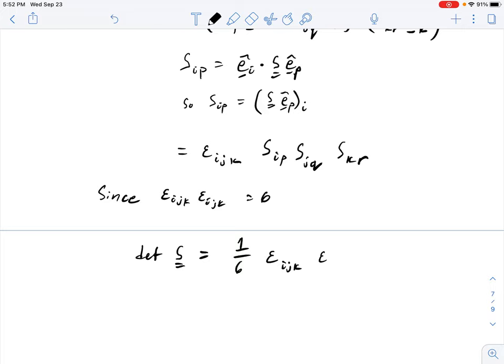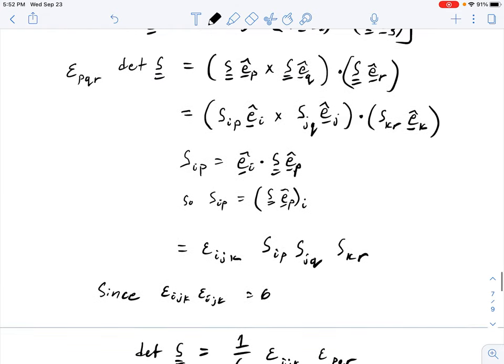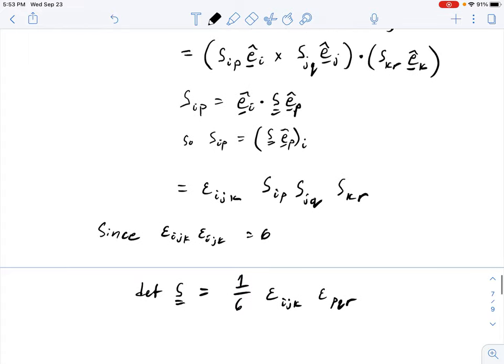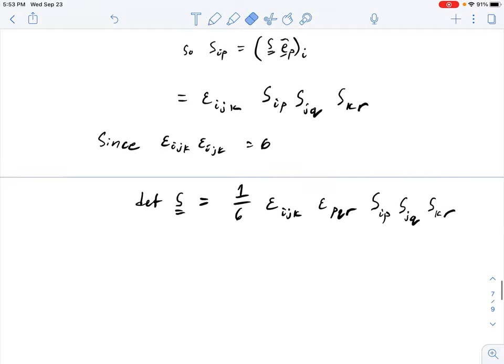epsilon PQR. So basically we multiplied both sides through again by epsilon PQR, and then divided by 6. S_IP S_JQ S_KR. That one there is not a very good looking Q. All right, so that was it for the determinant.